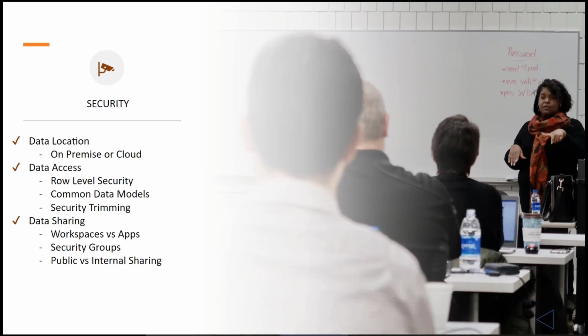You want to talk about data access. So RLS, row level security, are you going to have it? Who's going to manage that? Is it going to be more of security trimming, which is like row level security on the database level? So that's where someone can access only certain data in the database, instead of row level security, which is Power BI level security where you can access only certain data in Power BI. So talk about that, and also common data models.